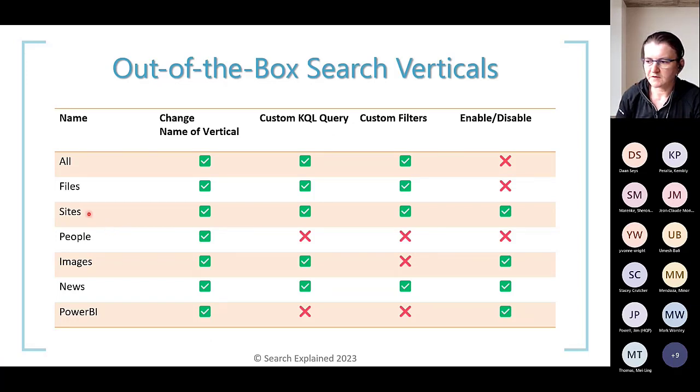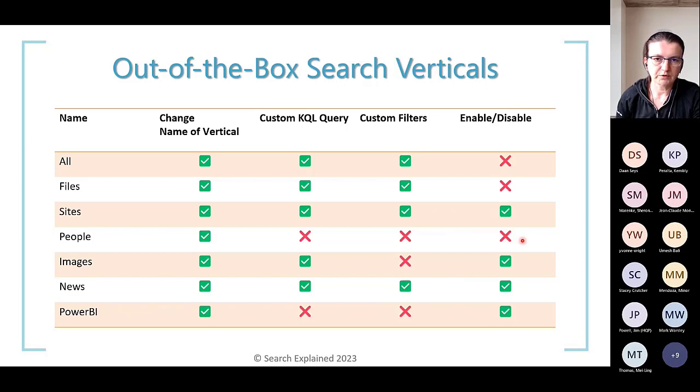The sites can be disabled and can be changed. Everything. One interesting and one serious boundary is with the people results. With the people results, you can change the name of the vertical, but nothing else. You cannot change the KQL query. You cannot create custom filters, and you cannot even disable the people's result.